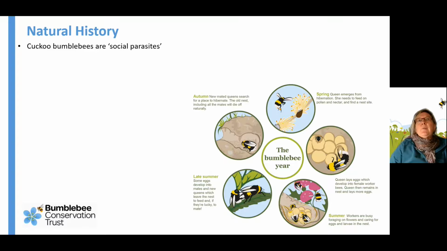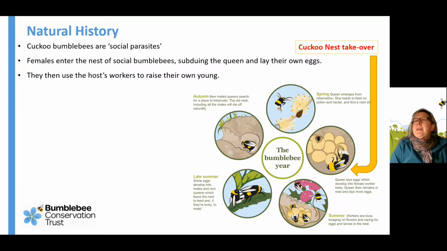So, the cuckoo bumblebees, we refer to them as social parasites. Okay, they are parasitic on the social bumblebees, and they do this by basically behaviour which allows them to invade and take over the nest of social bumblebees and use it just in the same way that a cuckoo bird will take over the nest of a smaller bird and get that bird to raise its young.